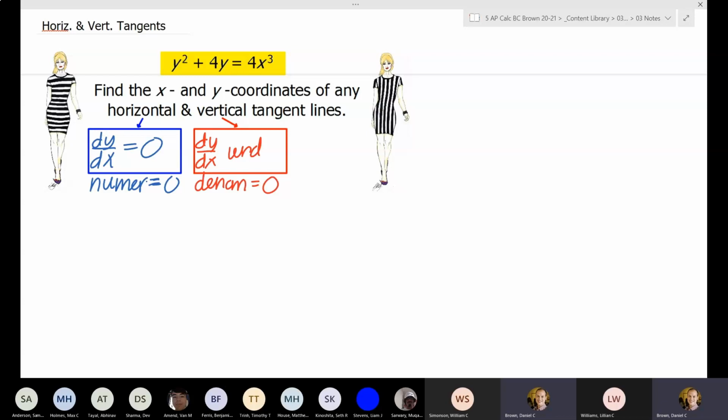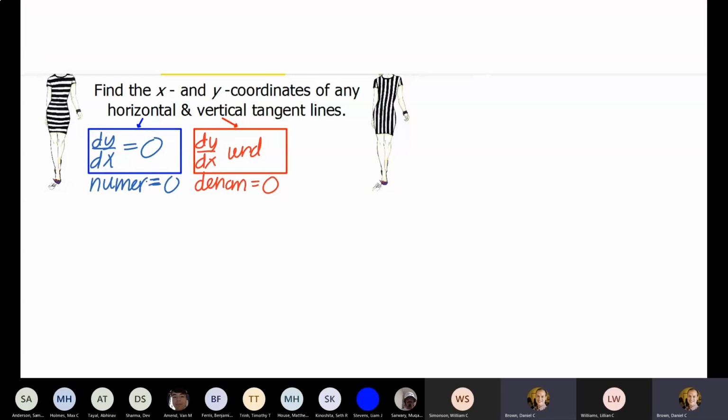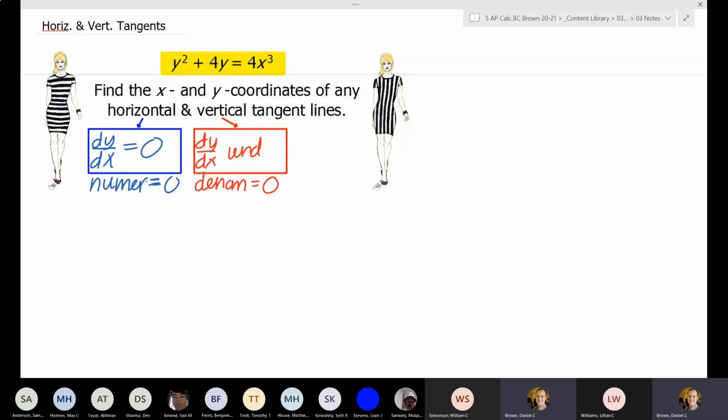Go ahead for me, just for practice, and find the derivative of this with respect to x, and then solve for dy/dx. So go ahead and find the derivative, and then solve for dy/dx. And we're going to take the derivative with respect to x.